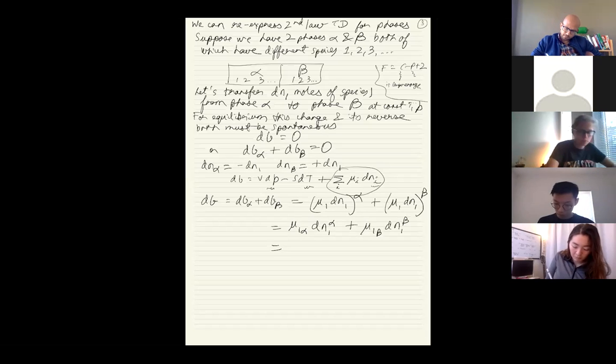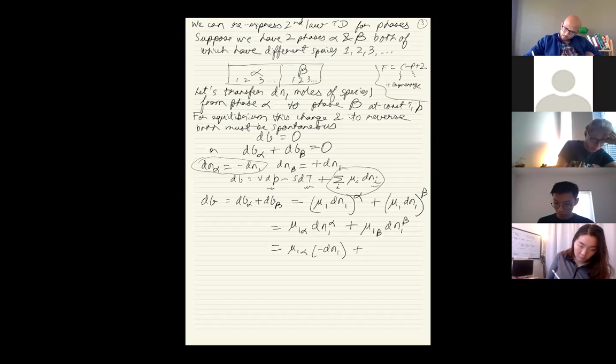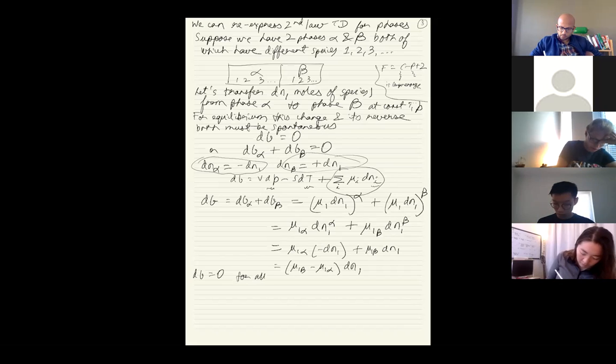What is dn1 alpha? We just wrote it down over here. It's equal to minus dn1. And mu1 beta multiplied by dn1 beta, which is equal to plus dn1, gives mu1 beta minus mu1 alpha, times dn1. And our condition for equilibrium was that dG is equal to 0 for all possible values of dn. What does this mean? The only way this is possible is that mu1 beta is equal to mu1 alpha, right?